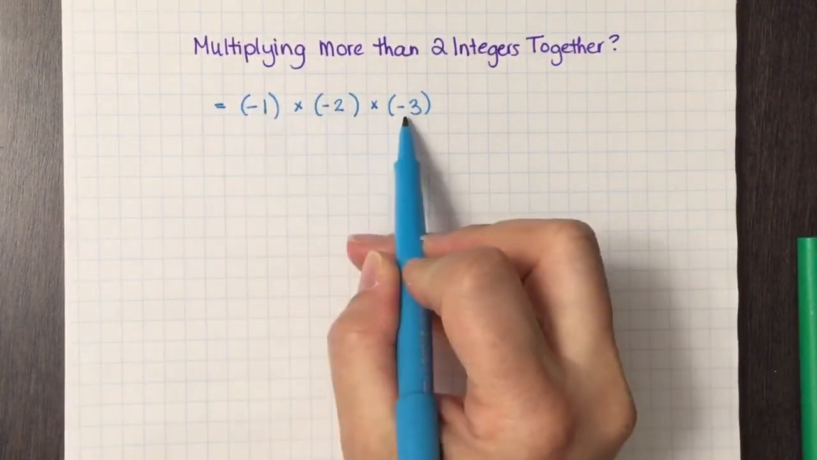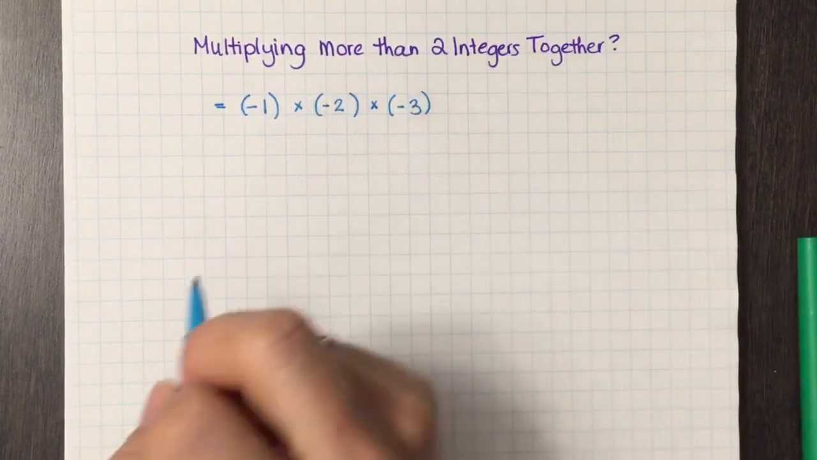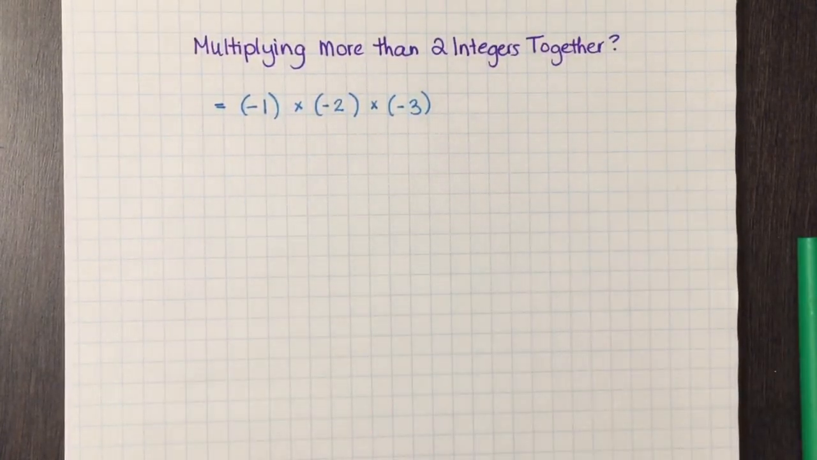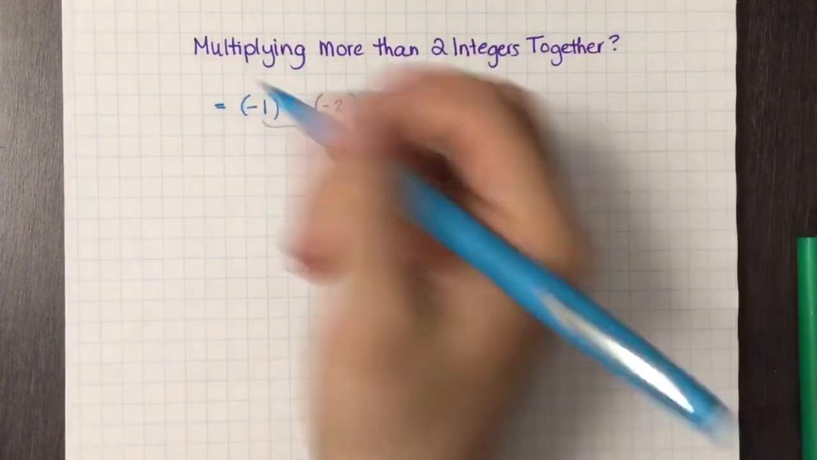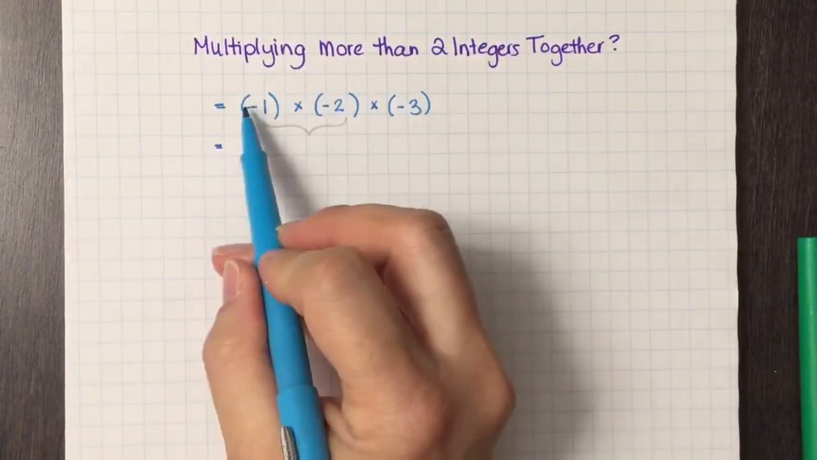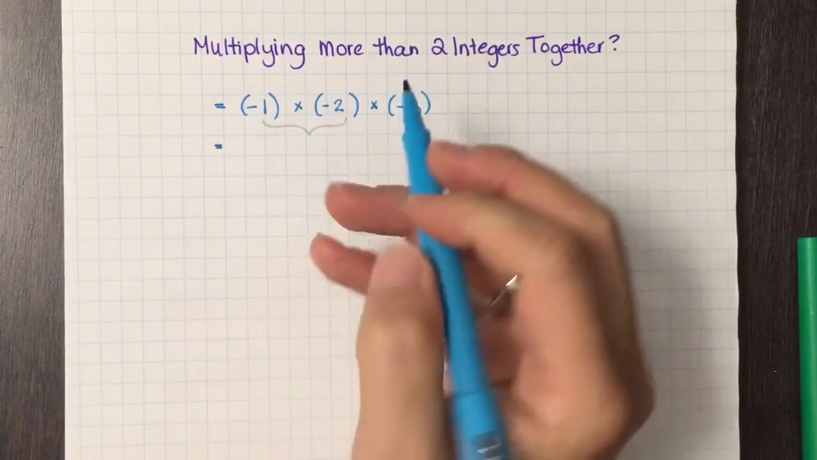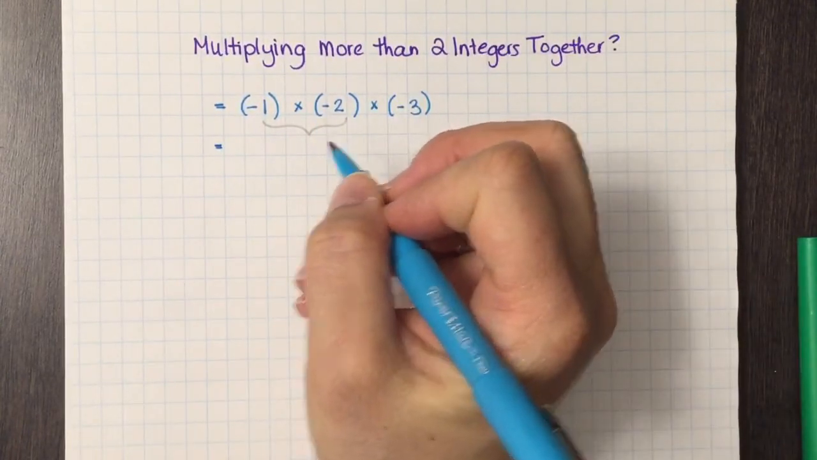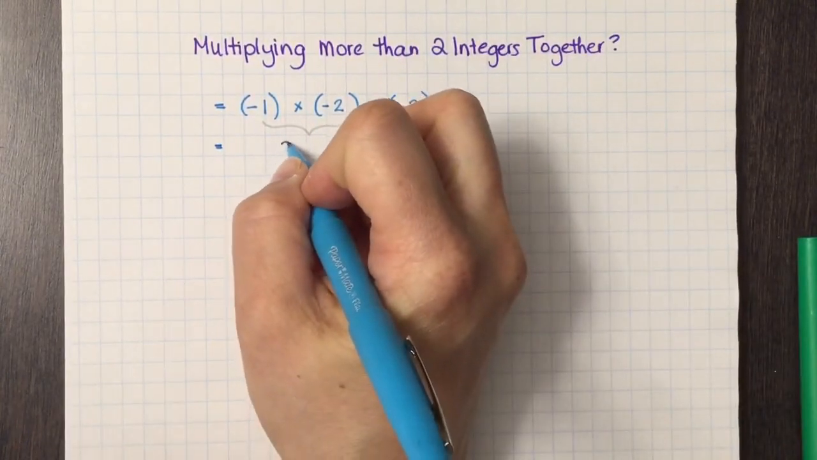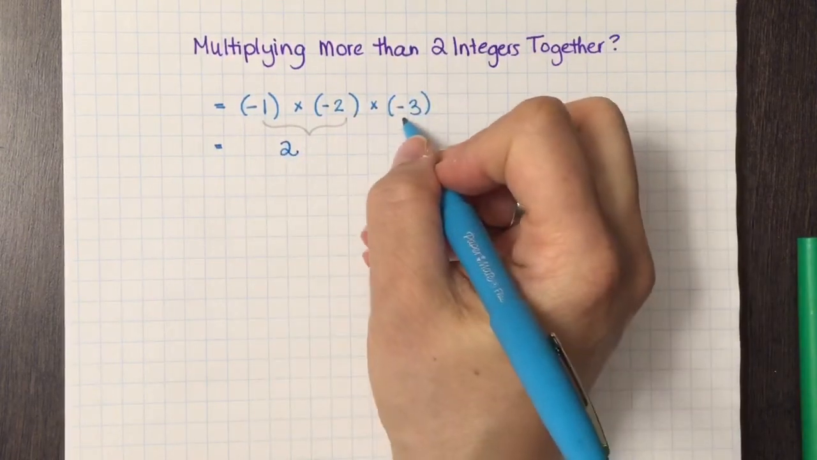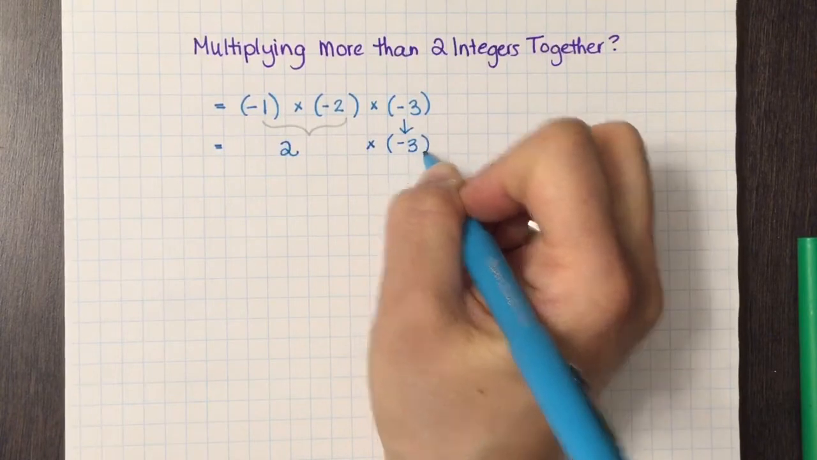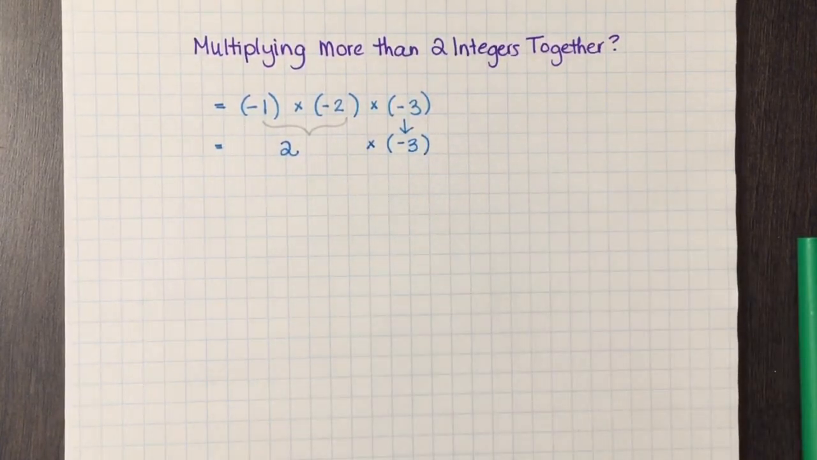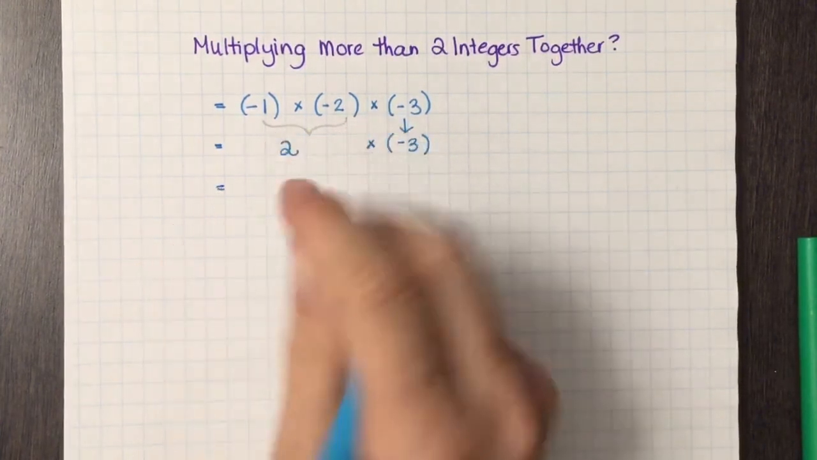I have 3 different integers. If I want to multiply them together, I'm going to start with the ones on the left and multiply them first. So -1 times -2 is, right, the answer is +2. And then I would just bring this down, times -3. I'll keep everything in line so that you can see what I've answered. And then we'll do the next one.